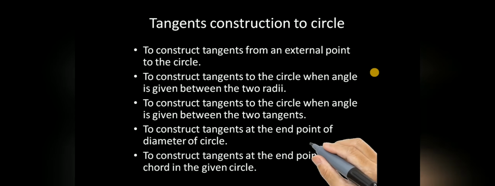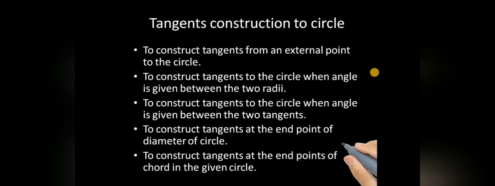In the circle, at the end point we are going to construct a tangent. And the last one is to construct tangents at the end points of the chord in the given circle. These are the methods in the construction of tangents to the circle.